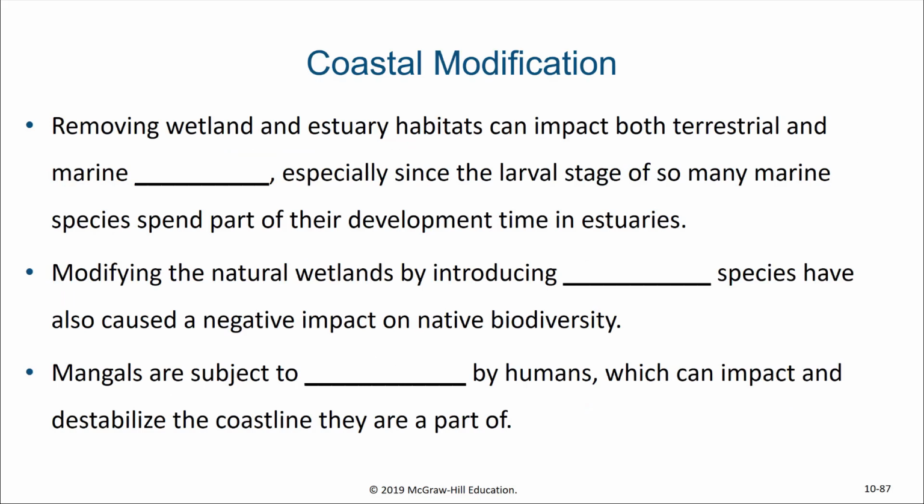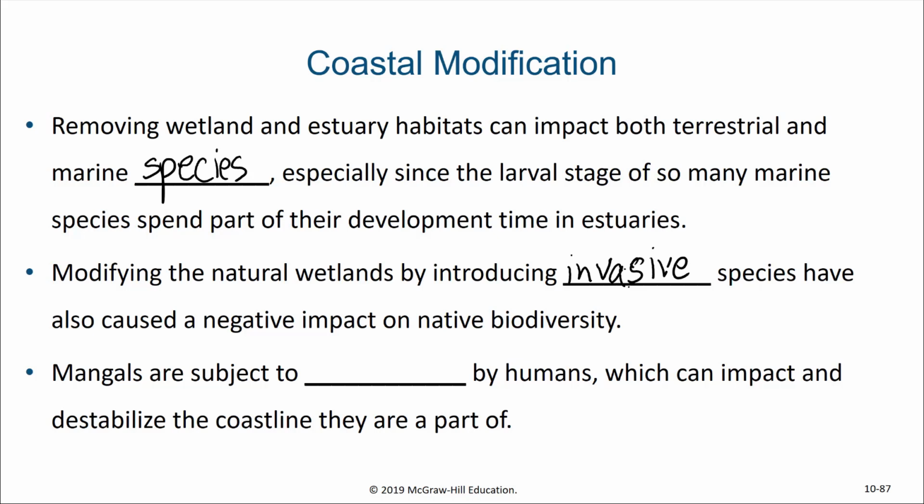Removing wetland and estuary habitats can impact both terrestrial and marine species, especially since the larval stage of so many marine species spend part of their development time in estuaries. Modifying the natural wetlands by introducing invasive species has also caused a negative impact on native biodiversity.